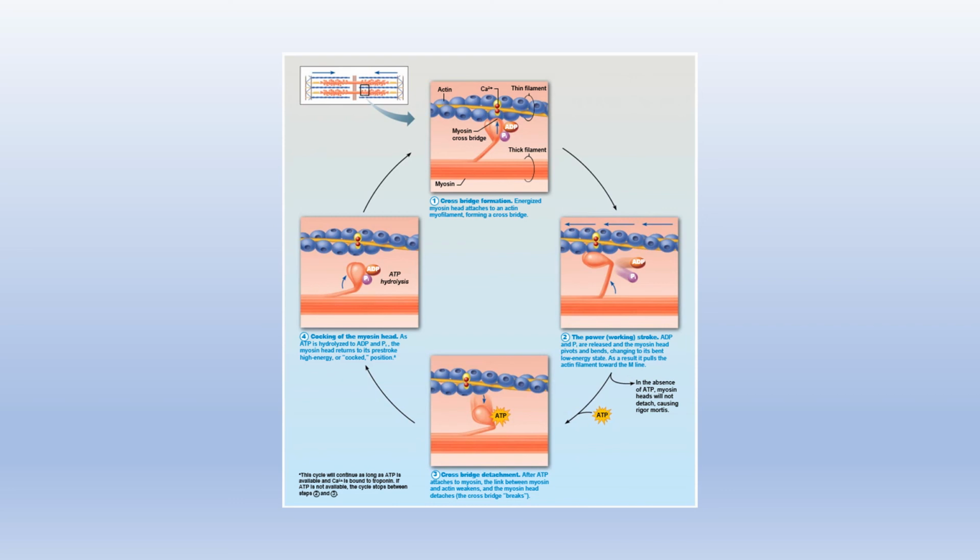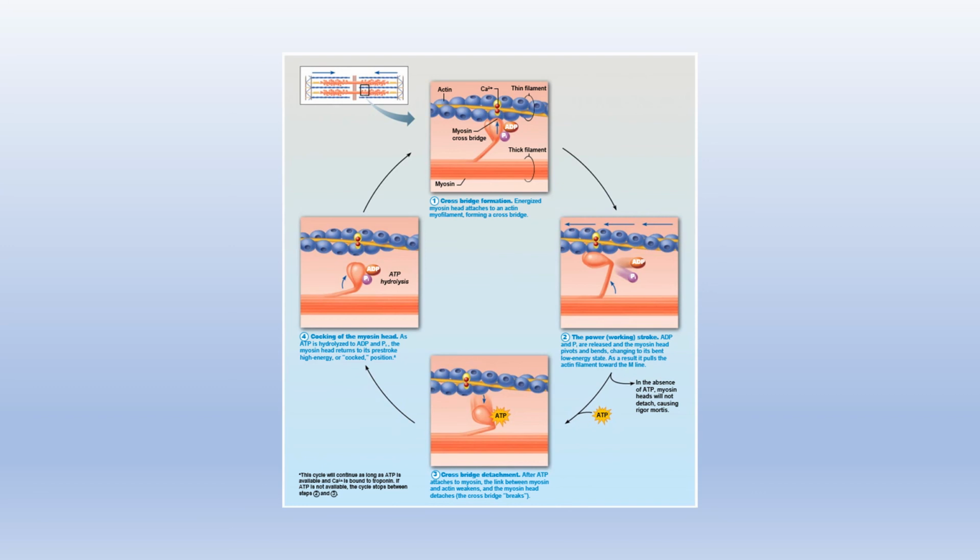Again, calcium is released from the sarcoplasmic reticulum. Calcium binds to troponin. Troponin changes shape and, by doing so, pulls tropomyosin off of the binding sites. We are now able to link up our myosin head to the actin filament. From here, we have the power stroke.